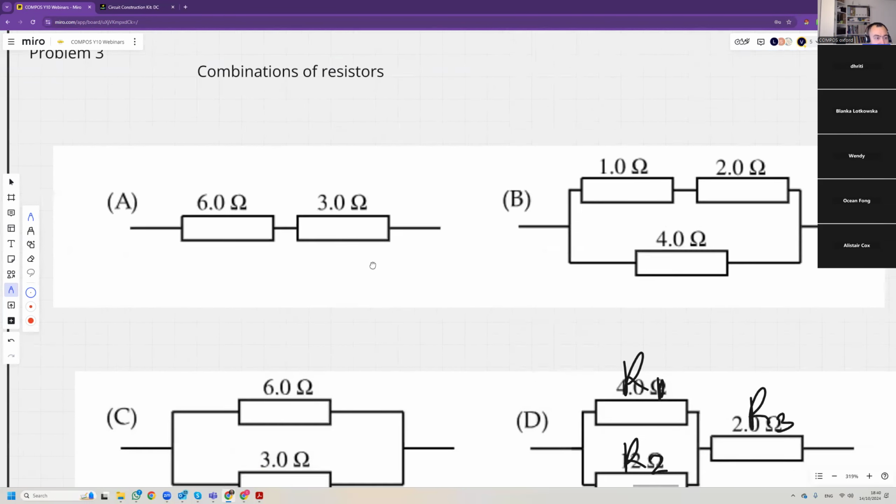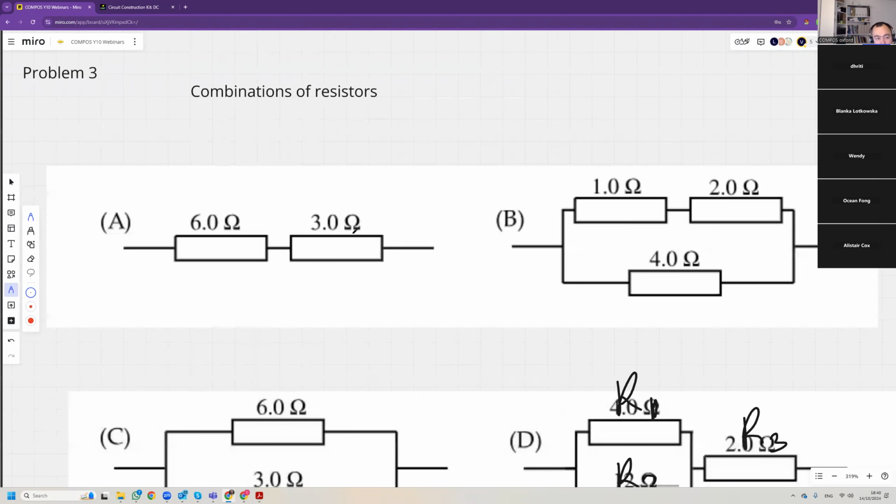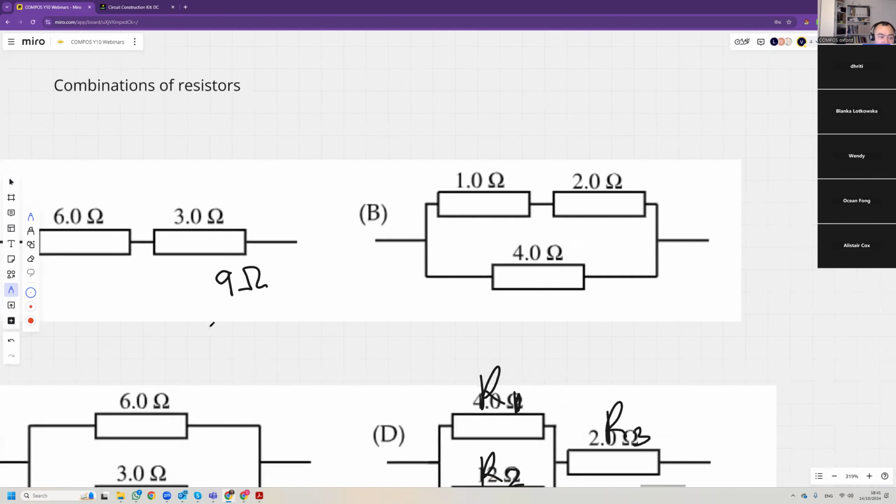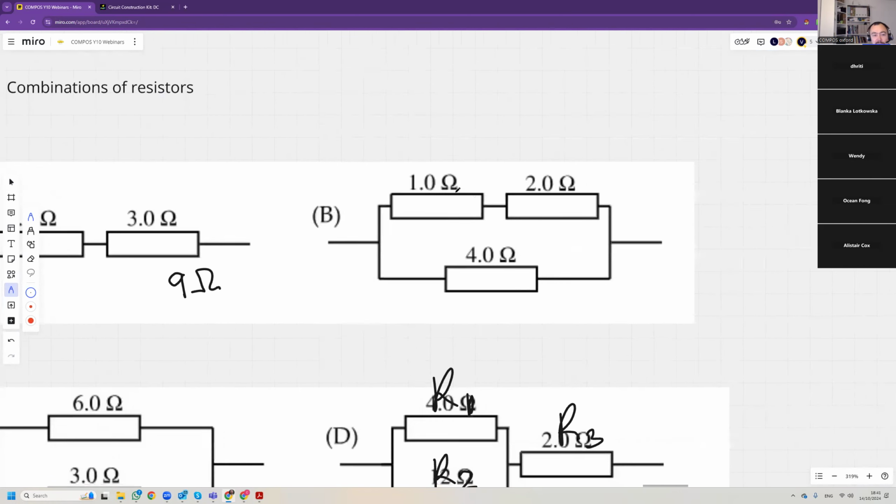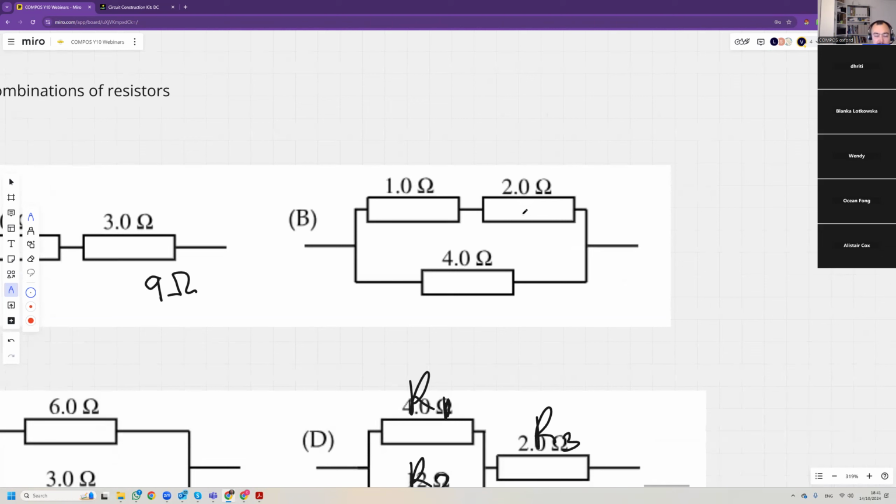So these are easy combinations. If you have a 6 and a 3, that makes how much? Oh, 9 ohm. Easy. Oh, this one is not that easy. You have a 1 and a 2, and there's a 4 in parallel with a 4. So 1 and a 2 make 3. So this could be just one resistor, a 3 ohm resistor.